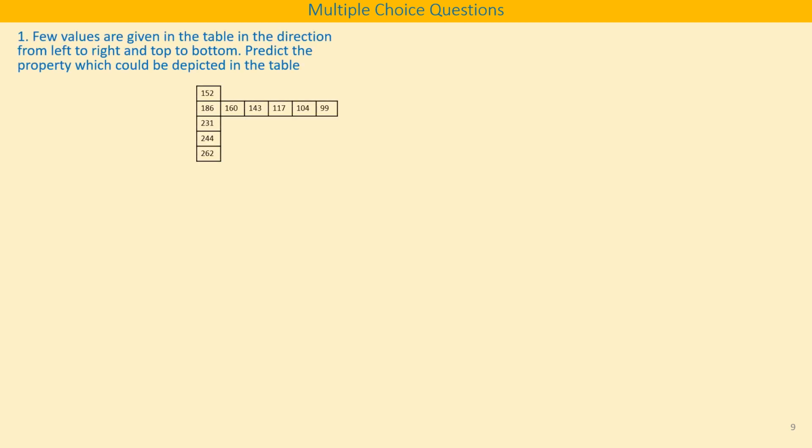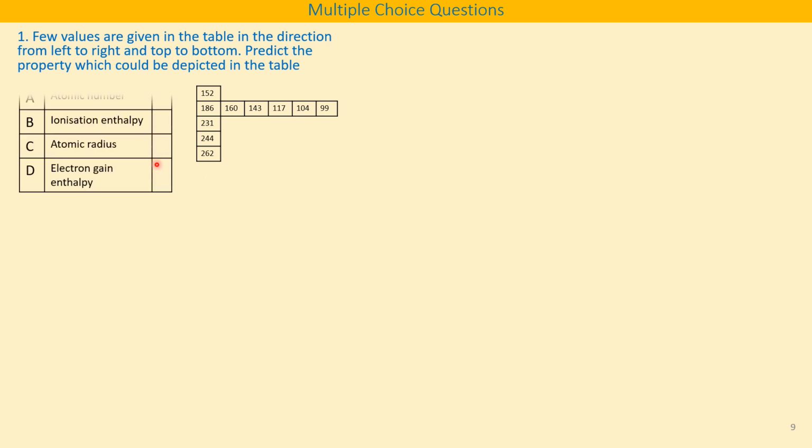Multiple choice questions. Question number 1. Few values are given in the table in the direction from left to right and top to bottom. Predict the property which could be depicted in the table. Please analyze the data given in this table and answer the question. Four options are there. Option A, atomic number. Option B, ionization enthalpy. Option C, atomic radius. And option D, electron gain enthalpy.